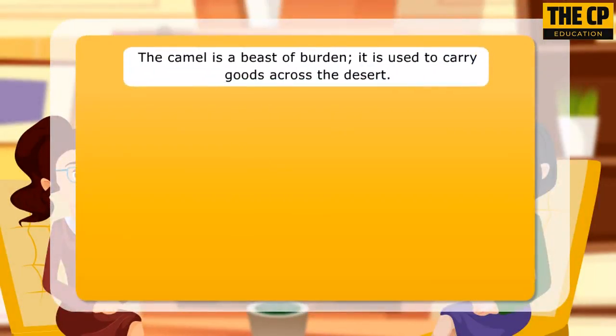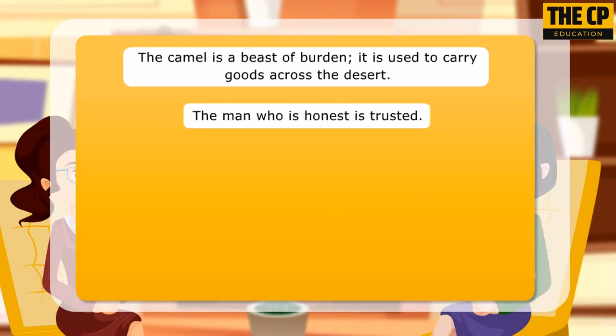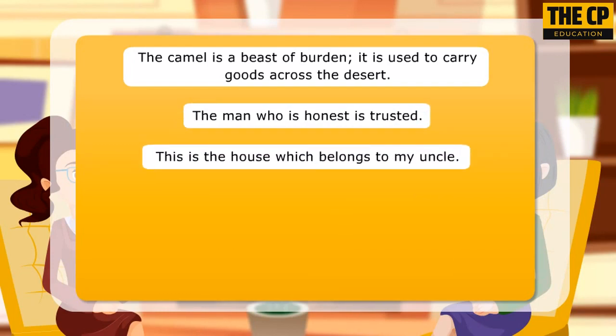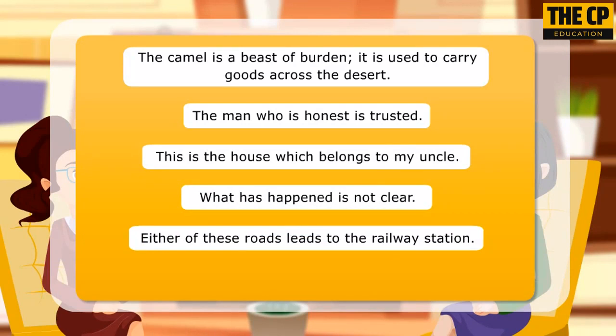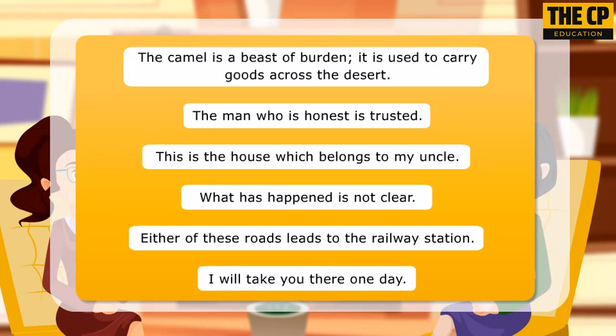The camel is a beast of burden. It is used to carry goods across the desert. The man who is honest is trusted. This is the house which belongs to my uncle. What has happened is not clear. Either of these roads leads to this railway station. I will take you there one day.